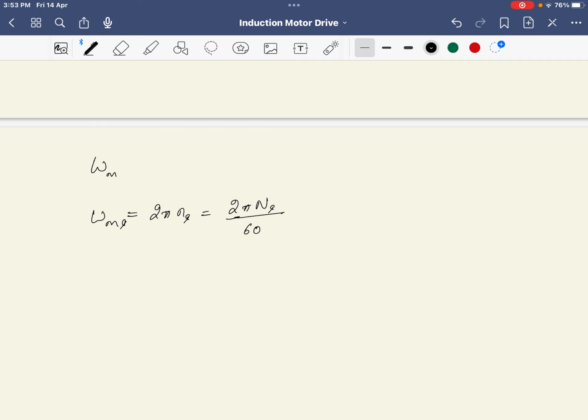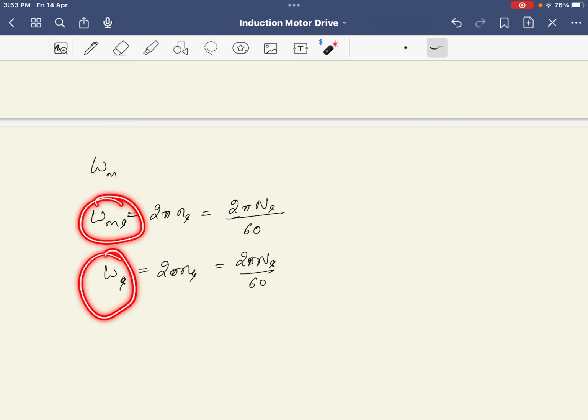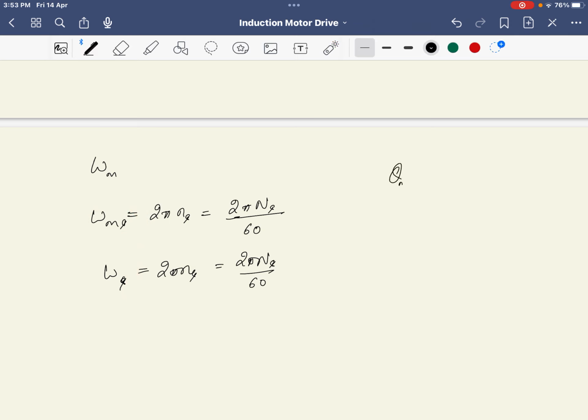Since we are talking about the mechanical synchronous speed, there is another term called omega s, the synchronous speed, which we can write as 2 pi ns by 60. Now what is the difference between them? This is the electrical and this is the mechanical term. We know that theta mechanical is equal to theta electrical divided by P by 2. Theta electrical is always a higher value, because mechanically you can have 360 degrees, but electrically it can be 360, 360 into 2, 360 into 3, like that. That depends on the number of poles. If the number of poles is 2, then these two are equal.